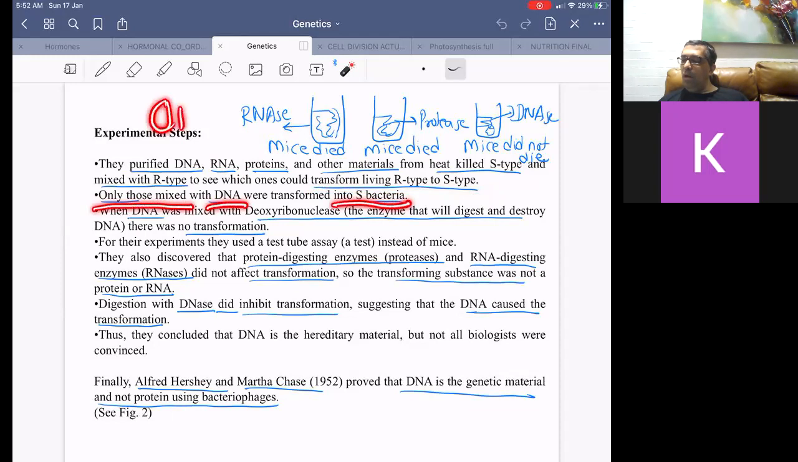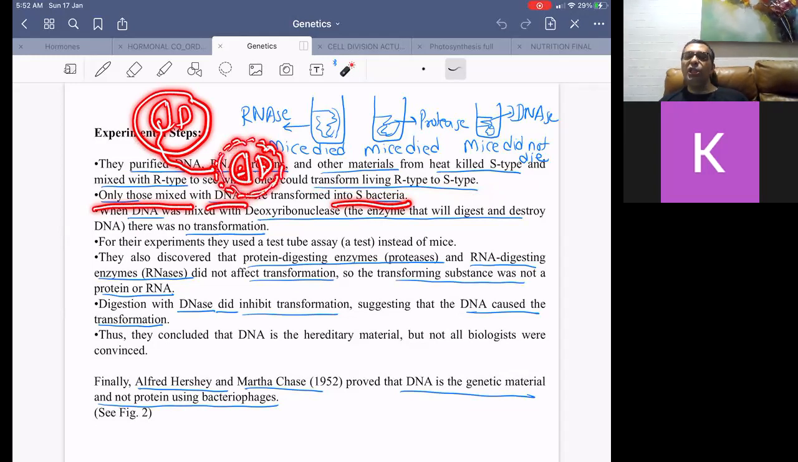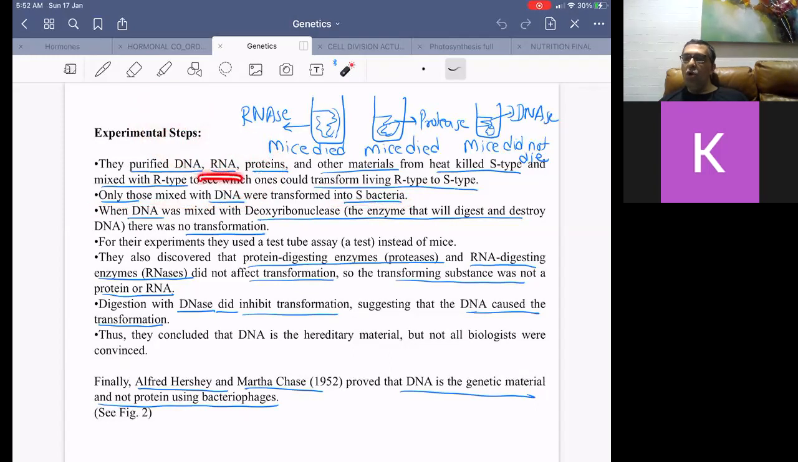So, from the heat killed S type, when DNA was taken out and mixed with R type, R type with the help of DNA formed a capsule around it and got transformed into S type. So, that transforming principle is not a part of RNA, not a part of protein, but only a part of DNA. And then what did they do?